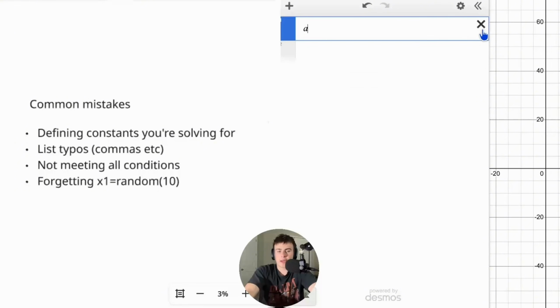Now, list typos are very common. If you're doing like the ABC thing again, and you forget like a comma, then this is not registering it properly. Make sure you're putting the commas in the right spots. Make sure you're mapping it to the right variables.